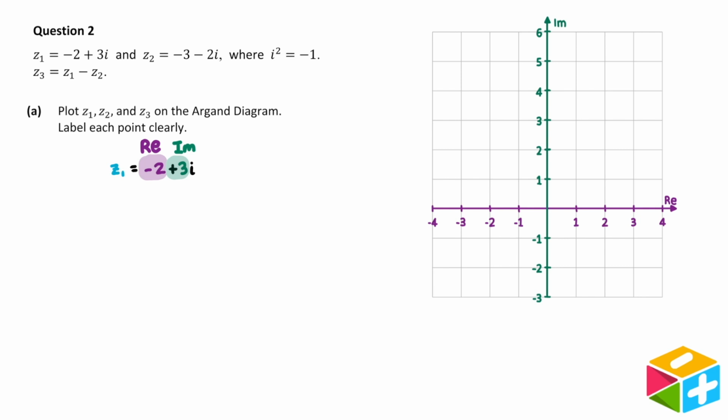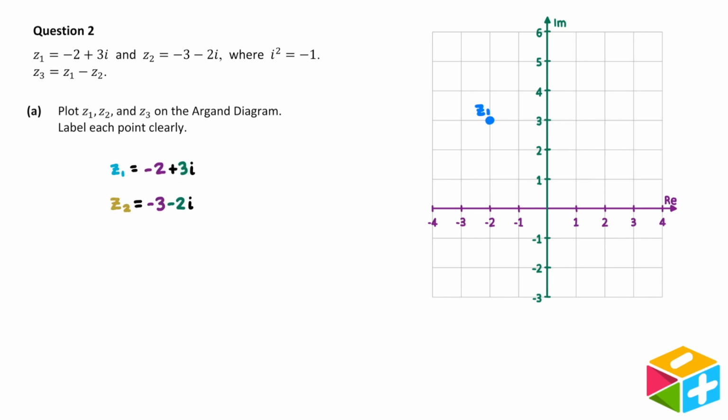Here, that's plus 3. So to plot our point, we go to minus 2 on our horizontal real axis, and we go to plus 3 on our vertical imaginary axis, and plot a point right here.